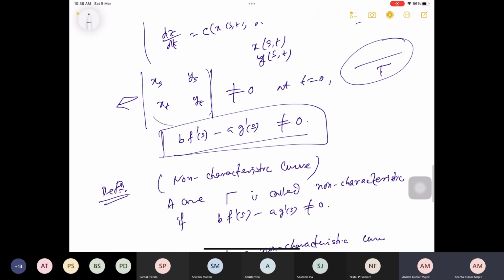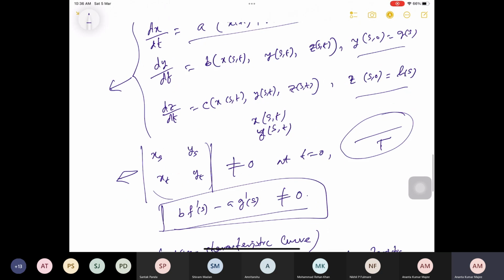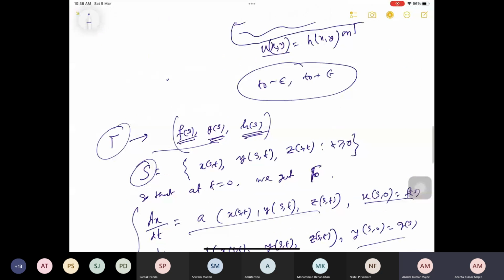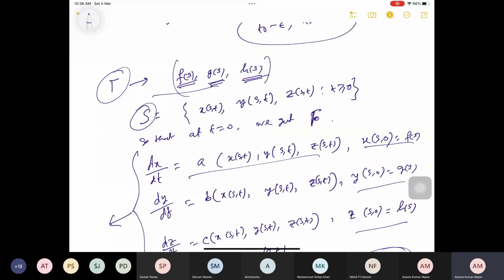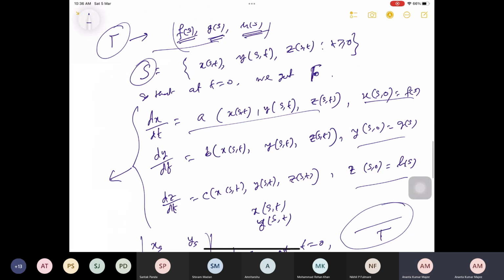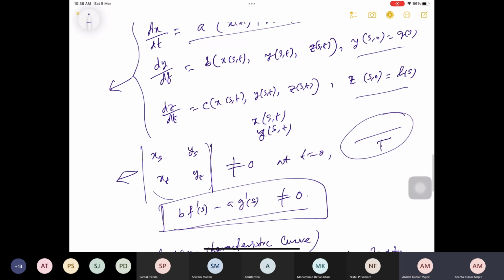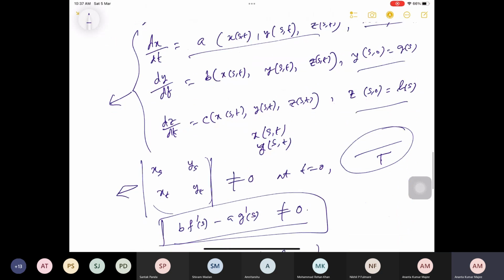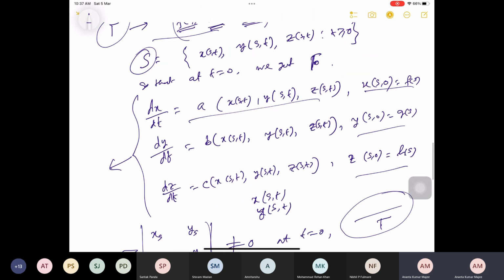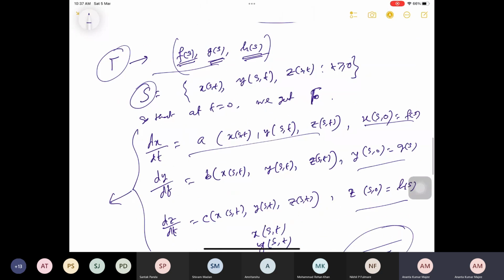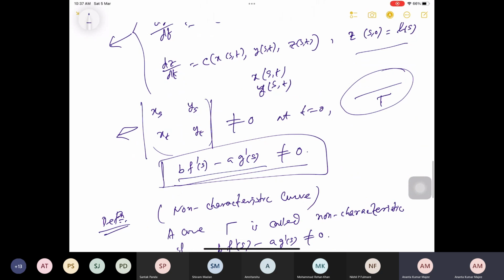As long as I have this, this is how you get B of f prime s minus A of g prime s. At t is equal to 0, we already have this part: f of s, g of s, h of s. You put it here. How do we get the prime? The derivative, that is why I know that f prime, g prime come into the picture. And it should also satisfy your initial condition, which is given to you.